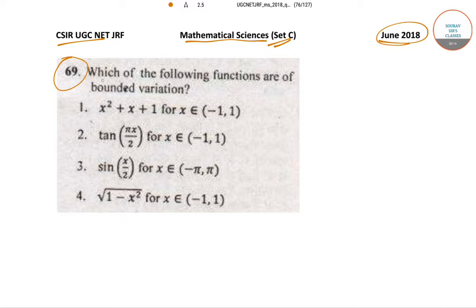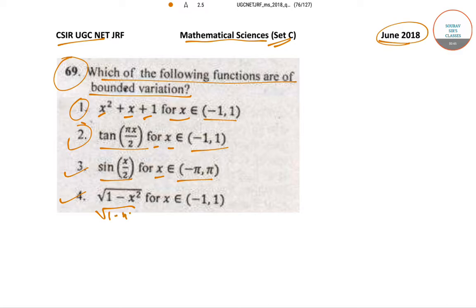In question number 69 it has been asked: which of the following functions are of bounded variation? Option 1, x square plus x plus 1 for x belonging to the open interval minus 1 to 1. Option 2, tan of pi x by 2 for x belonging to the open interval minus 1 to 1. Option 3, sine of x by 2 for x belonging to the open interval minus pi to pi. And option 4, root over 1 minus x square for x belonging to the open interval minus 1 to 1.